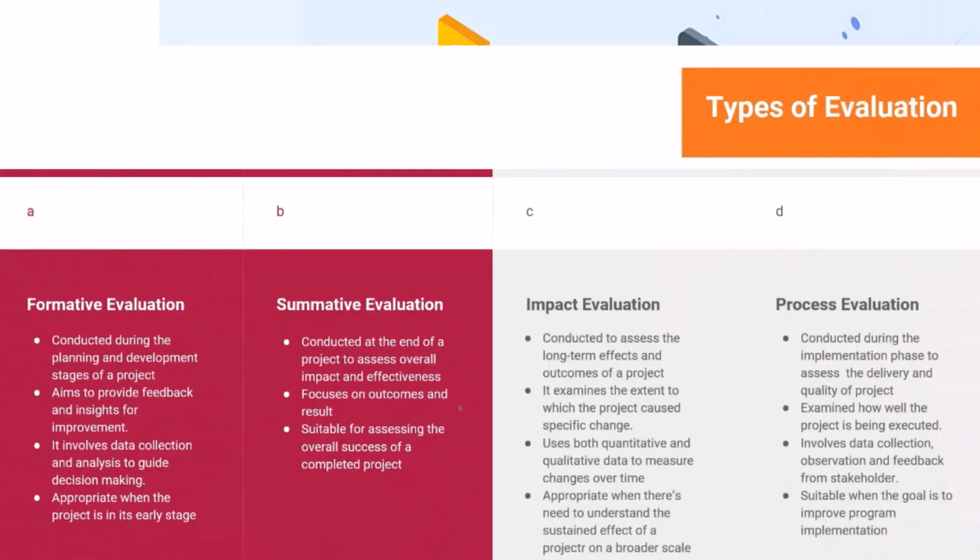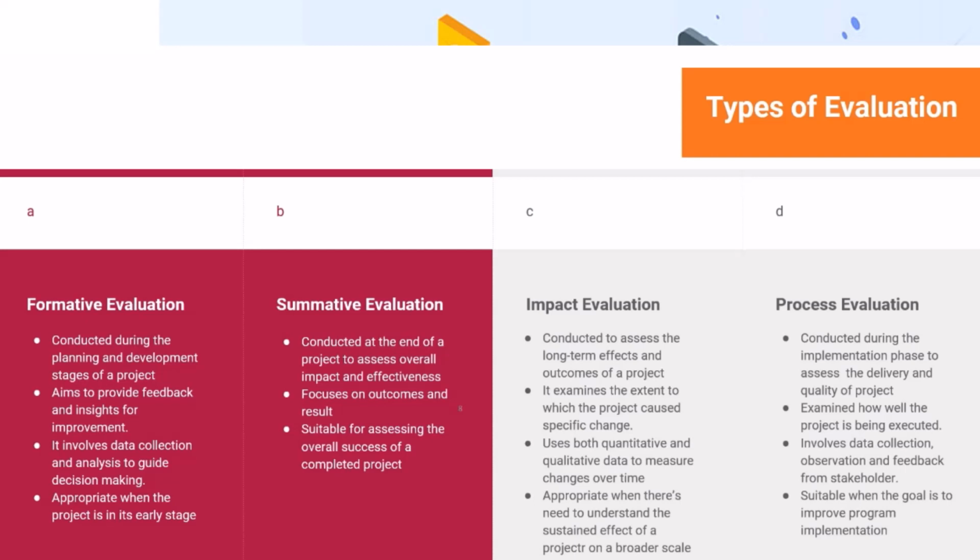Let's talk about types of evaluation. We have the formative evaluation, summative evaluation. And formative evaluation takes place while the project is still ongoing. At critical stages, you take up formative evaluation. It aims to provide feedback and insight for improvement. It involves data collection and analysis to guide decision making.